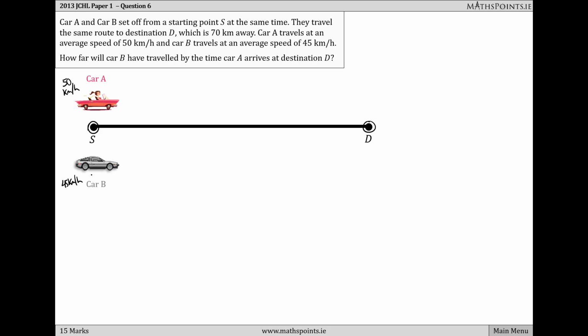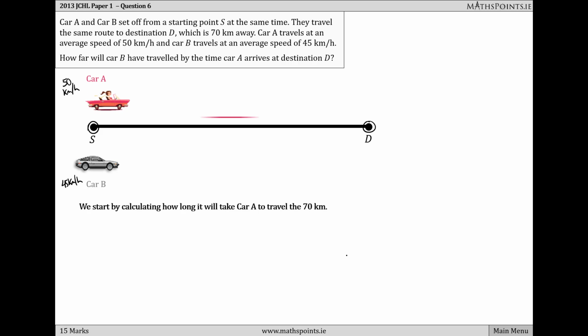So car A is clearly a little bit faster than car B. How far will car B have travelled by the time car A arrives at its destination D? So we know that car A is faster, so obviously it's going to arrive at D before car B does, and then the question is, how far has B gone at that time?